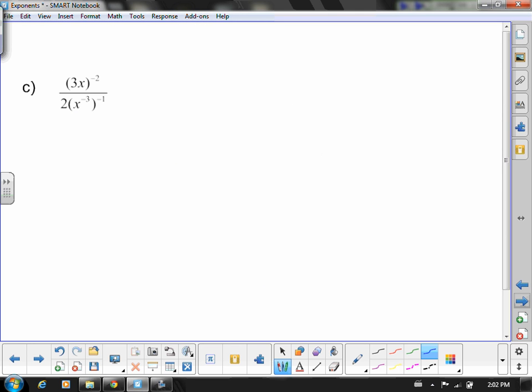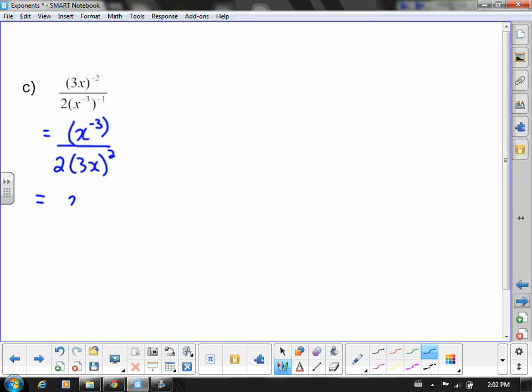Okay, in this example, the 3 to the x has a negative exponent, and the x to the negative 3 has a negative exponent. So I'm going to essentially swap those. So I get x to the negative 3 over 2, 3x to the 2. This is one way of doing it. There are other ways of working out this question.